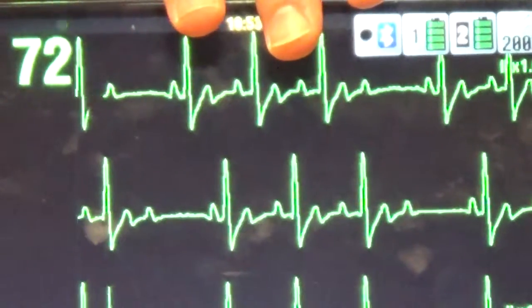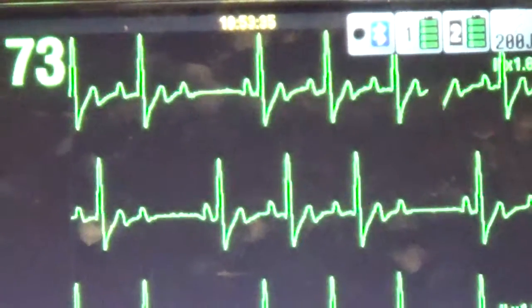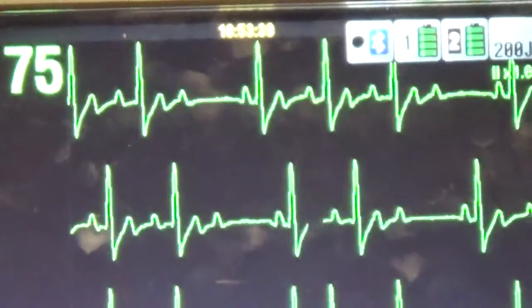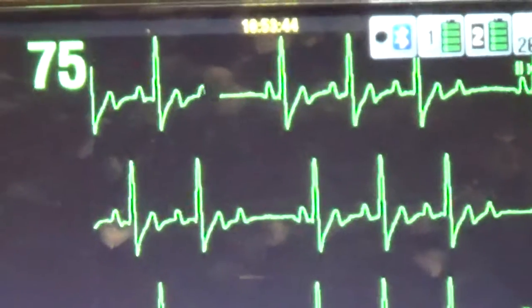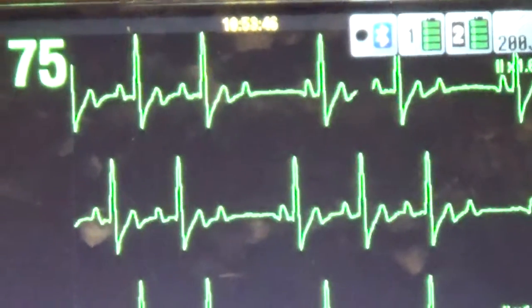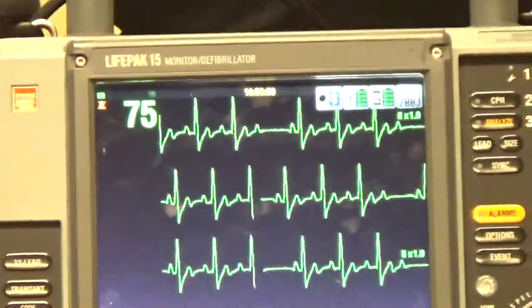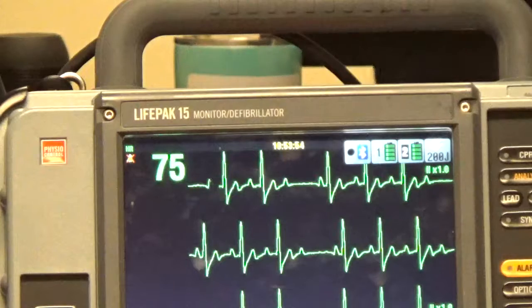With a second degree type 1, like you see here, what's happening is your PR interval is widening, and then it drops off a beat. Our block kicks in. And sometimes you'll hear some of your cardiologists say it's a second degree type 1 with a 2 to 1 conduction rate. All that means is the atria are firing 2 times for every ventricle fire.